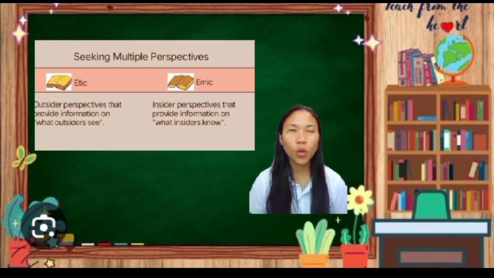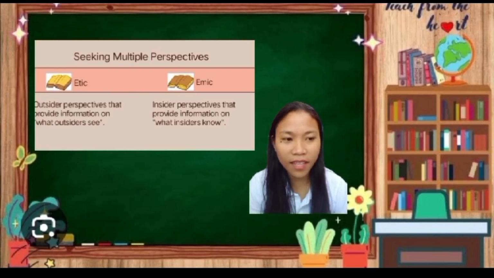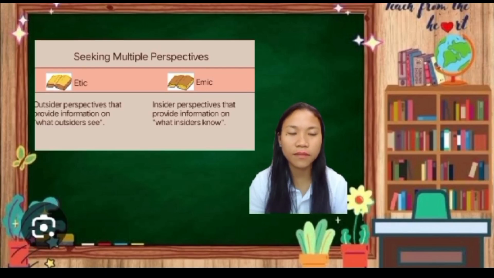Now let's proceed to the two ways of seeking multiple perspectives, the etic and the emic. The first one I'm going to discuss is etic. It is the outsider perspective that provides information on what outsiders see. Etic perspectives come from individuals who are not directly involved in the specific cultural or contextual setting being observed. They offer a broader, more objective view of a situation, focusing on observable behaviors, patterns, and characteristics.